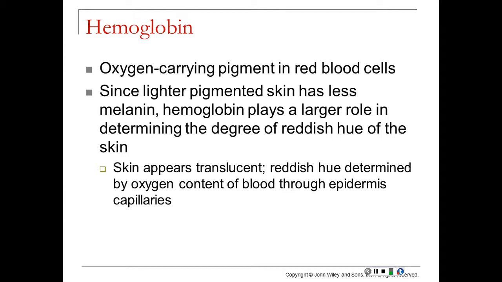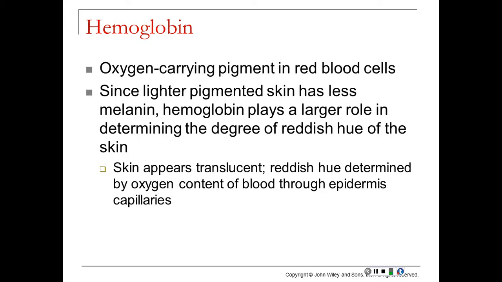Hemoglobin is another pigment-causing protein. It's actually an oxygen-carrying pigment within our red blood cells. Since the lighter pigmented skin has less melanin, hemoglobin is actually going to have a larger role in determining the degree of reddish hue within the skin. For the most part, our skin is translucent. That reddish hue is determined by the oxygen content of the blood through the epidermis capillaries.